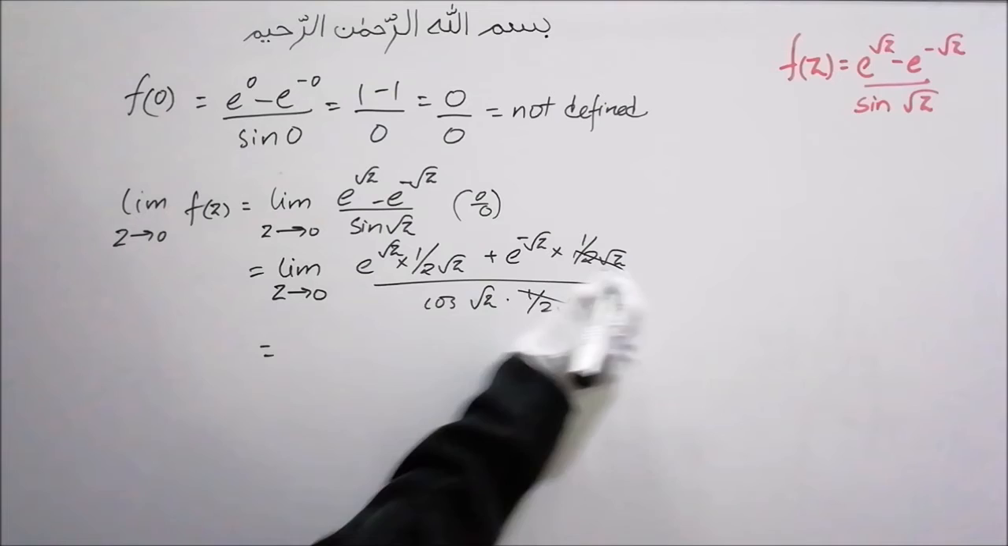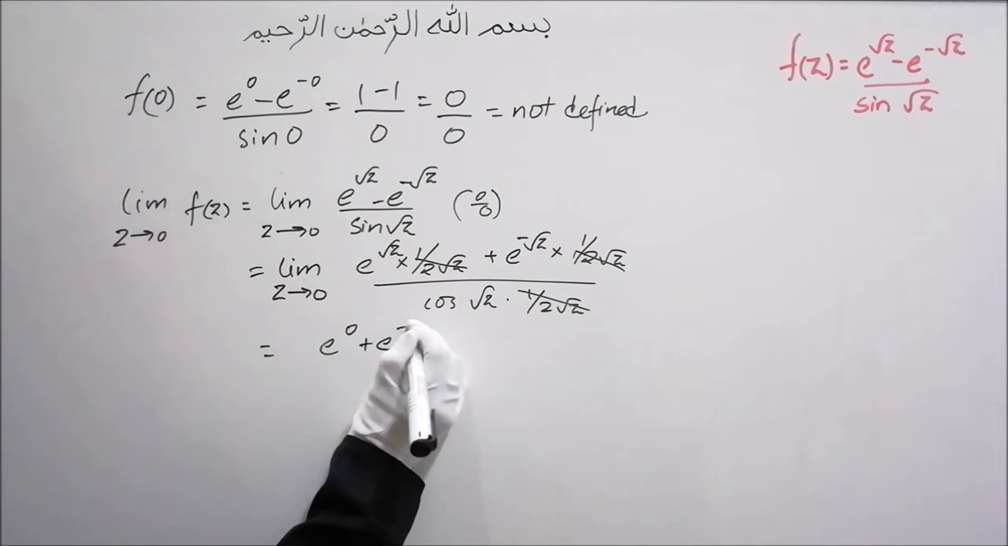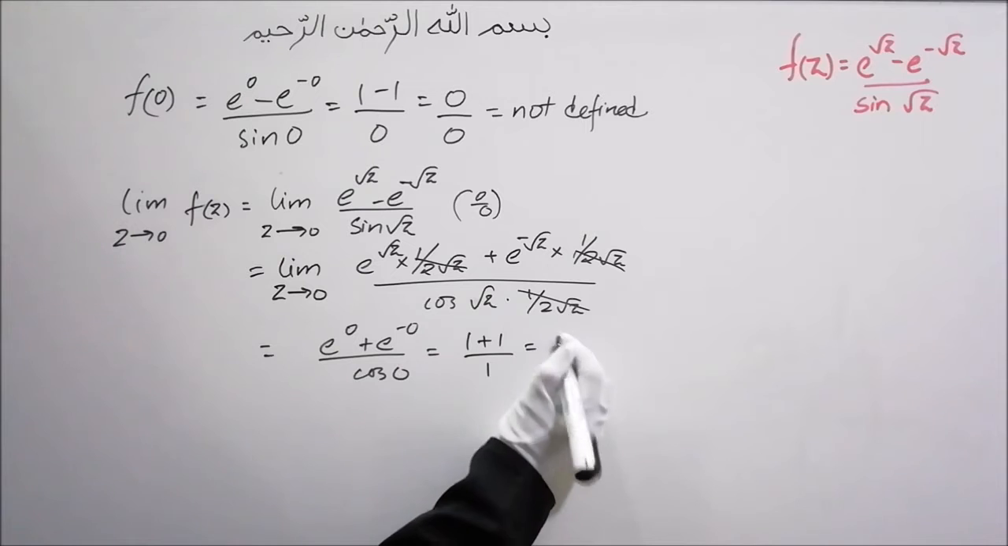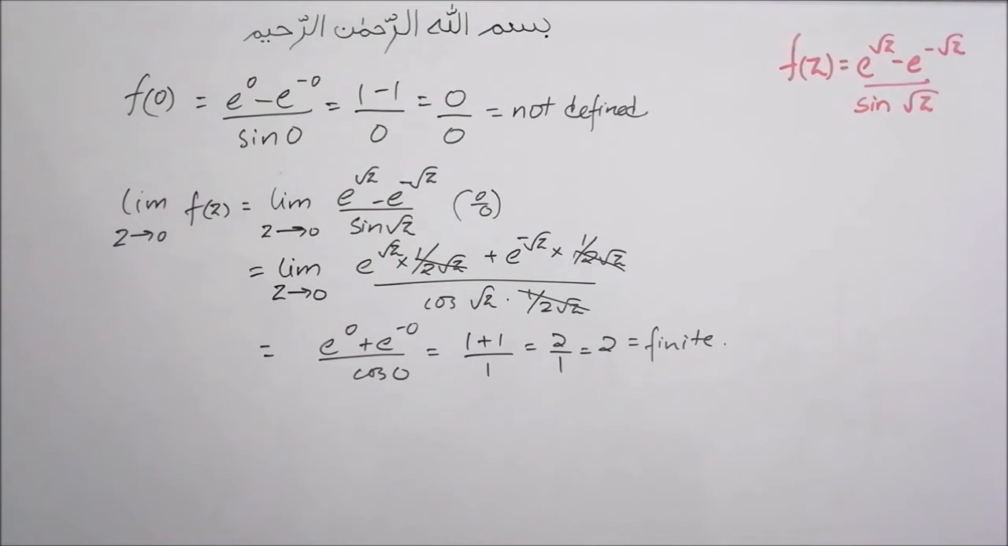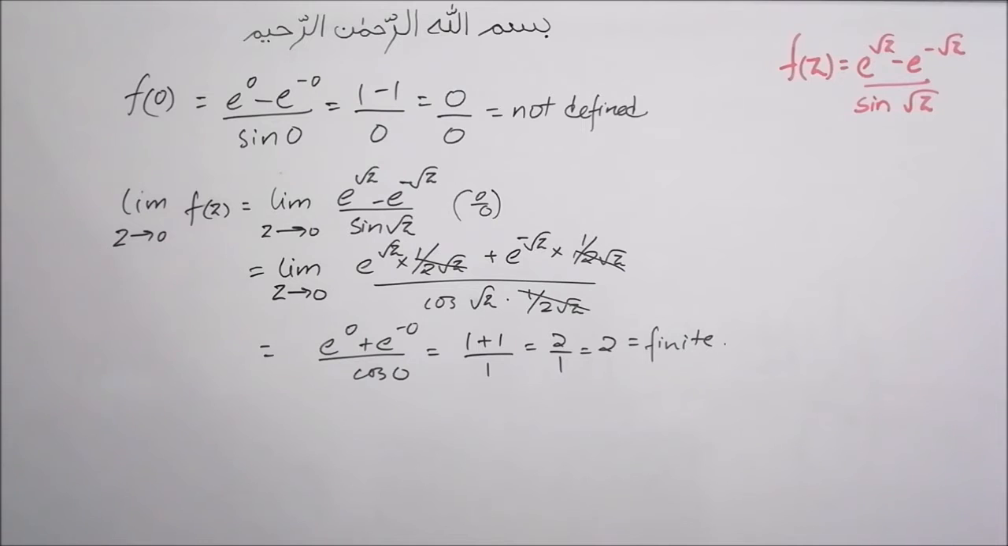Now I'll cancel this and if I put z equals to 0, I'll get e raised to 0 plus e raised to minus 0 upon cos 0. That is 1 plus 1 by cos 0 is 1, that is 2 by 1, which is 2. This is a finite value. And we have already seen that if the function is not defined at the point z0, but the limit is a finite value, then we can say that that singular point is a removable singular point. You can check yourself that at z equals to 0, we neither have a pole of order 1 nor it is an essential singular point.